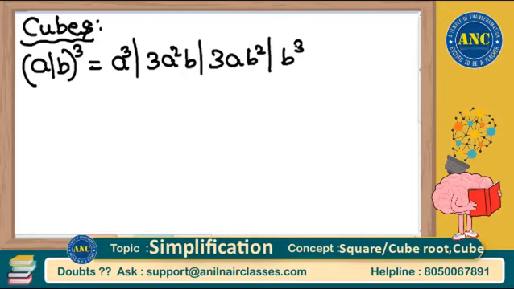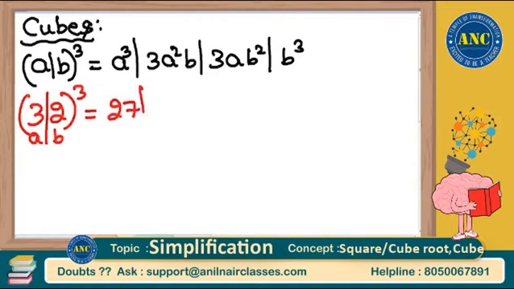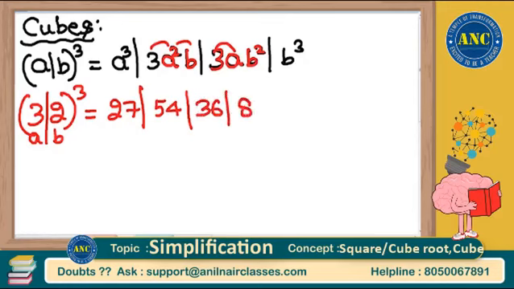Now listen to this very carefully, sir. Two examples I will discuss. Suppose for example I want to find 32 cube. A is 3, B is 2. A cube is 3 cube, 27. 3a square b. A square is nothing but 9. 3 into 9 is 27. B value is 2. 27 into 2 is 54. It is 54. 3ab square. 3 into 3 is 9. B square is 2 square, which is 4. 9 into 4 is 36. B cube is 2 cube, 8.